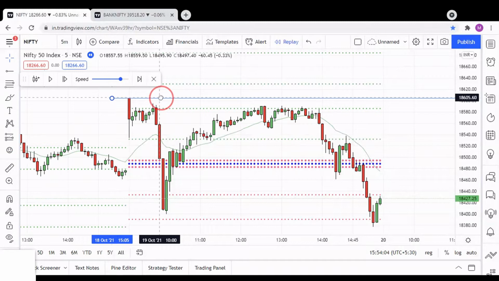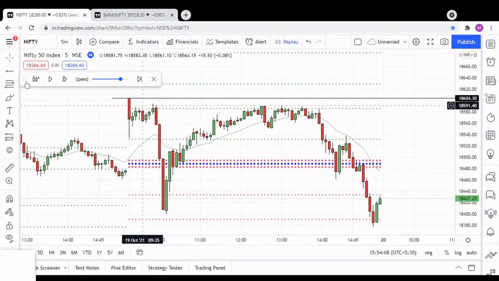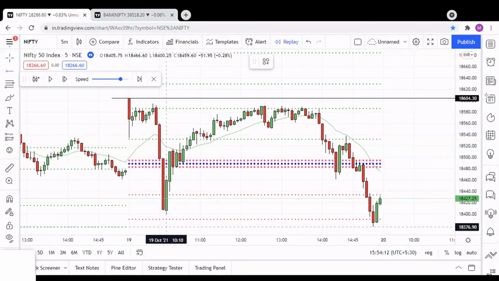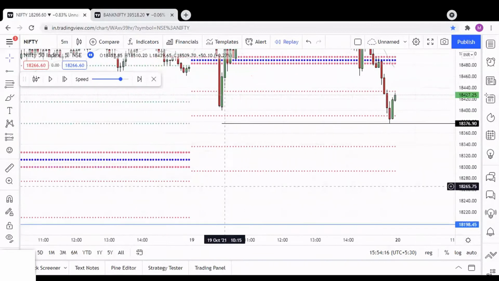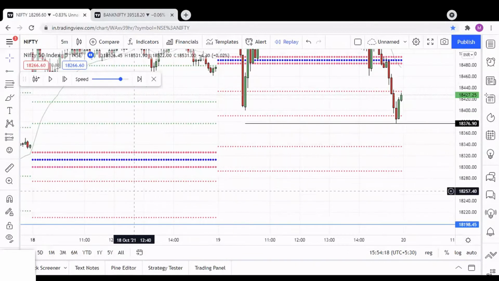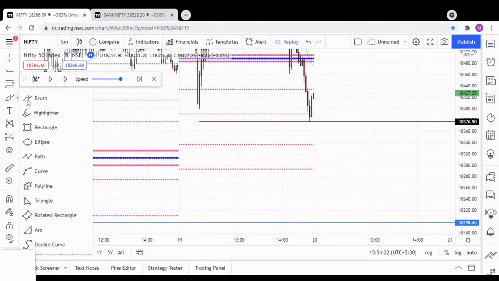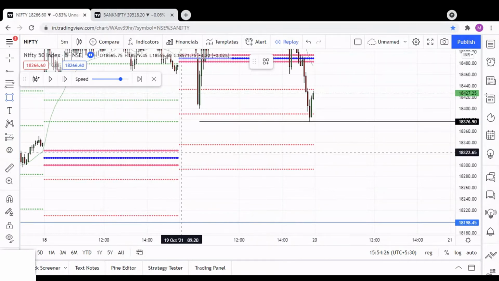This is PDH and this is PDL. And looking for the Virgin CPR, there's a Virgin CPR on 18th of October. Let's mark this Virgin CPR because market is close to this Virgin CPR.